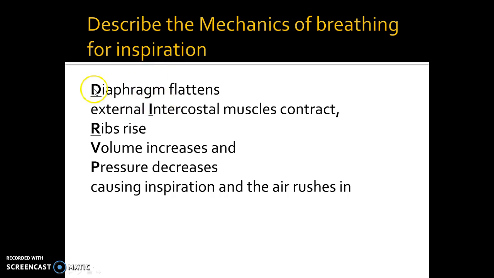Answer: diaphragm flattens. The external intercostal muscles contract, because it's always the opposite depending on whether it's inspire or expire. If it's inspire, it's always the external intercostals. If it's expire, it's always the internal intercostals. The ribs rise, volume increases, and the pressure decreases, causing inspiration, and air rushes into the lungs. Now, the next bit should be very easy, because we can chunk the information and look at the next one.